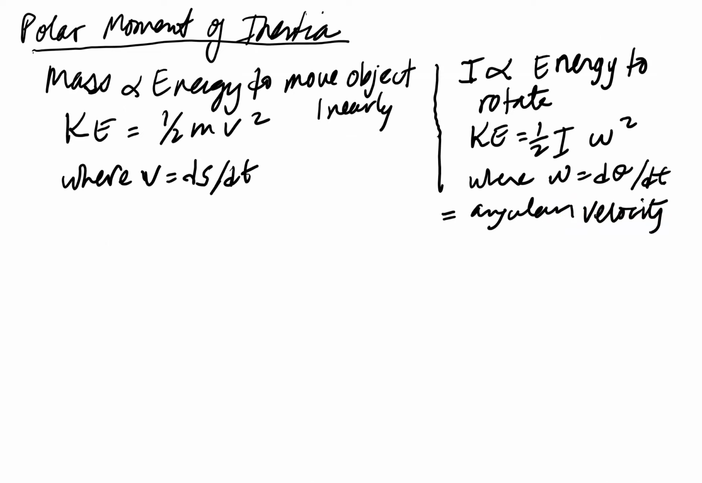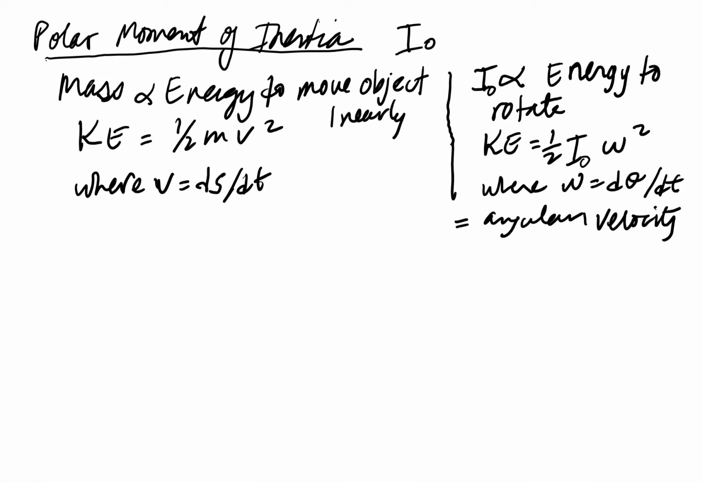So the polar or rotational moment of inertia, which we have sometimes designated I0, or sometimes just I, we're going to make an analogous comparison between linear and rotational energy. Perhaps it makes more conceptual sense to say that energy is proportional to the mass, and similarly that the energy required to rotate is proportional to the inertia. But in any case, we have these formulas.